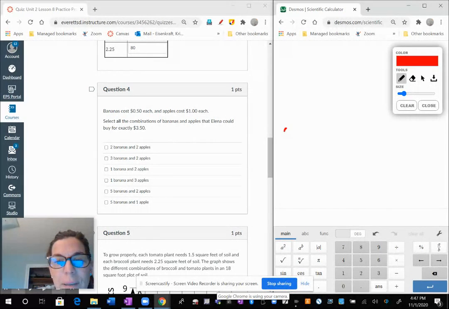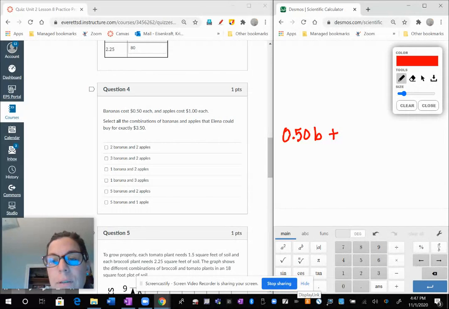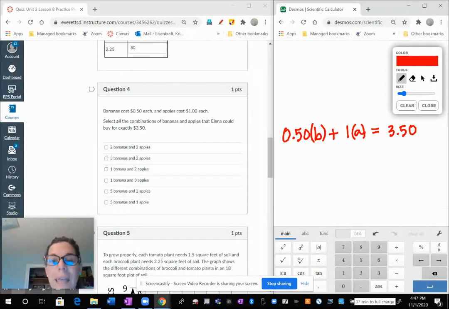Bananas are 50 cents each, right? So the total you spend on bananas is 50 cents times B. So this is an expression for total cost of bananas. Apples are $1 each. So 1 times A, or just A, is an expression for how much you're spending on apples. And together you spent $3.50. The reason why this is nice is now instead of having to do all the mental math, I can use my calculator, even though these are pretty easy to do.